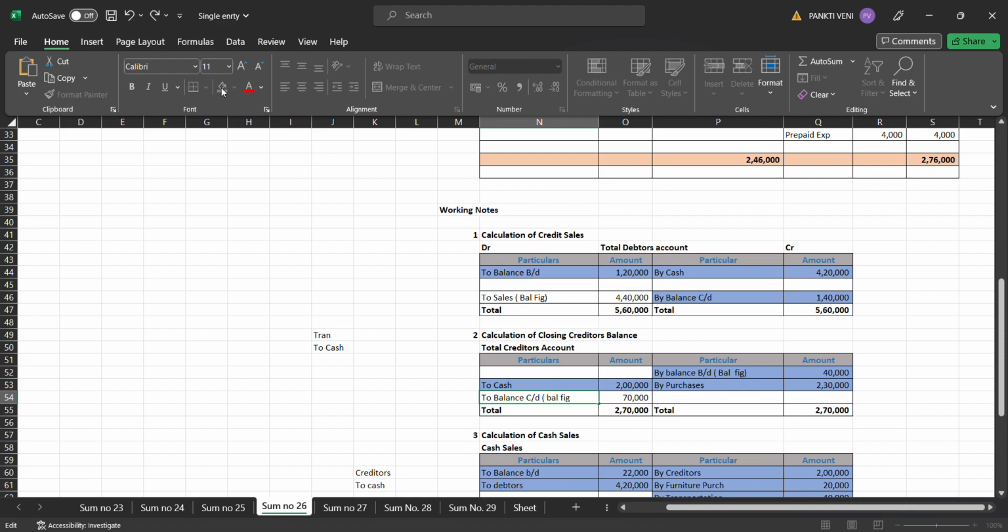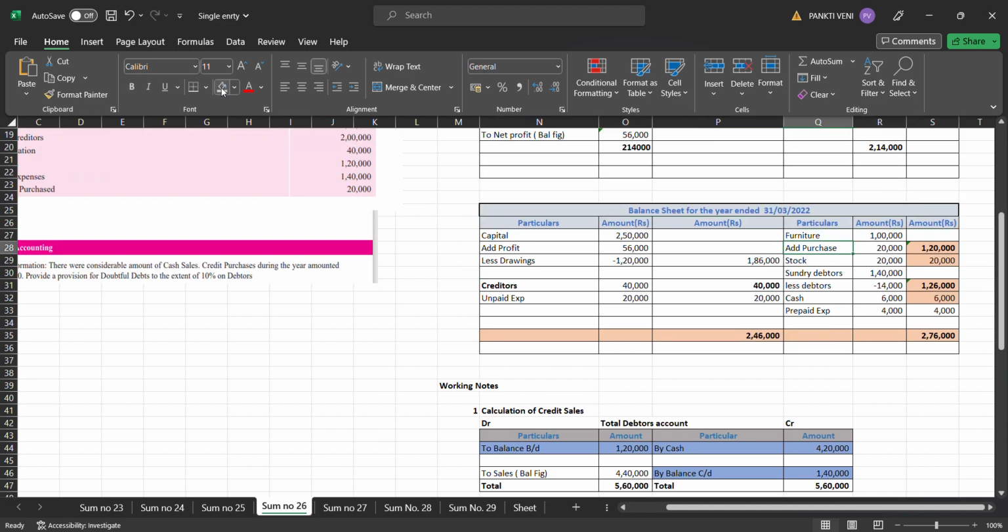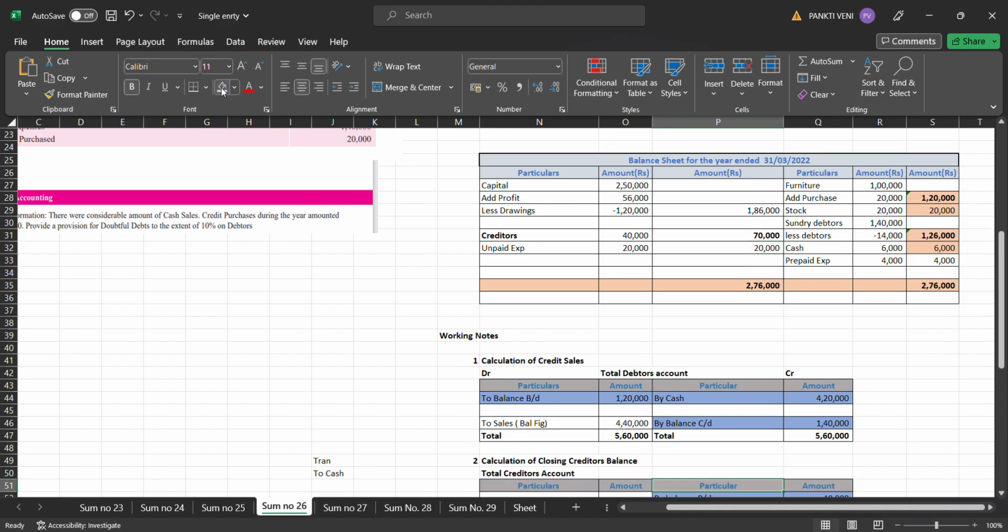This is my balancing figure. This is not my balancing figure, I'll just remove it. So I'll take 70,000 here. Okay, 70,000, I'm supposed to write it over here. So this is 70,000. So this part is done.